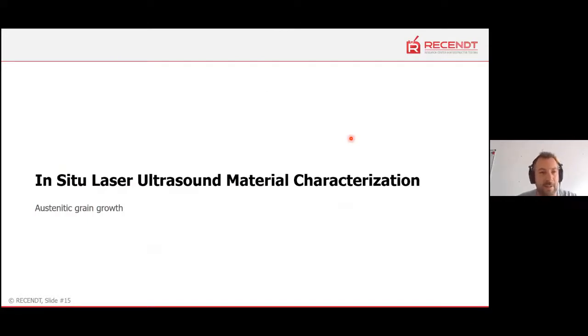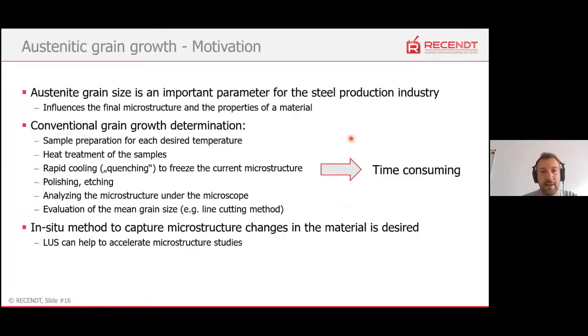So let's start with the in-situ laser ultrasound measurements for the austenitic grain growth. At first, a little bit about motivation. The austenitic grain size is an important parameter for the steel production industry. Why? Because it influences the final microstructure and the properties of the material, for example, the hardness or the ductility.